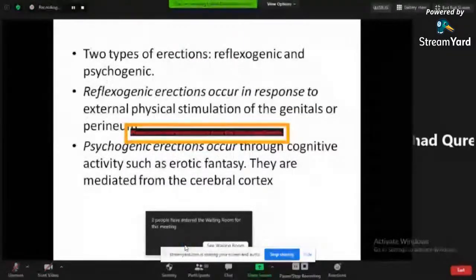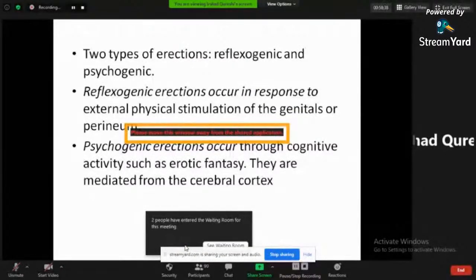Two types of erections are there, reflexogenic and psychogenic. Basically, the reflexogenic erection occurs in response to physical stimuli of the genitals or perineum, and psychogenic erection occurs through cognitive activities such as erotic fantasy. They are mediated from the cerebral cortex.